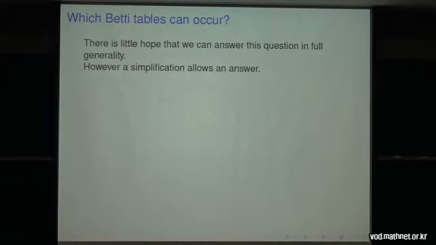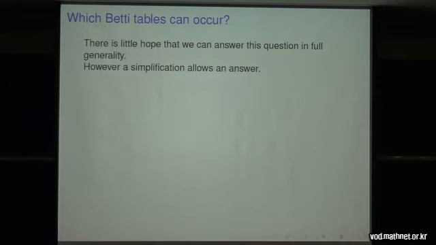So let me change gears. Which Betti tables can occur? I could ask this for canonical curves, and I'm completely sure that I will not live to the point where somebody tells me the answer. I don't think that this is really possible. It's too complicated.